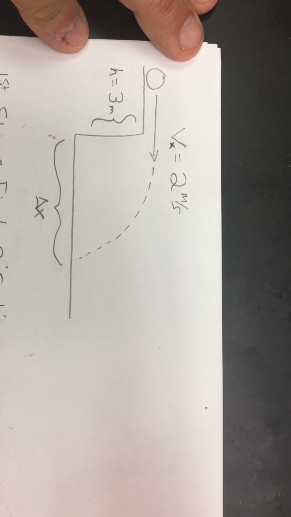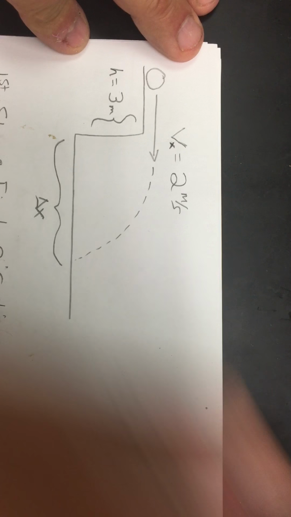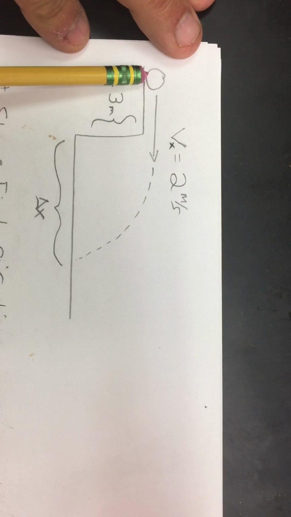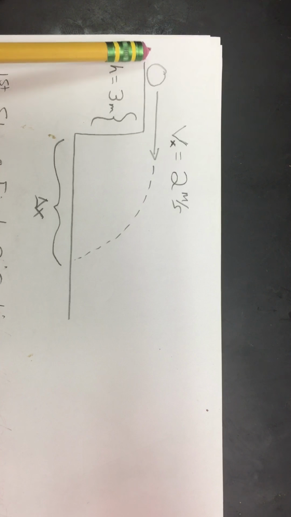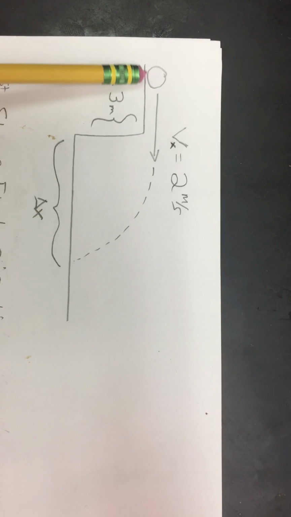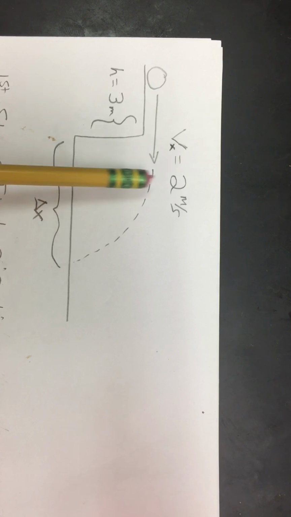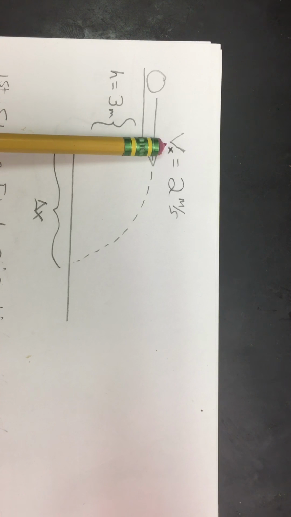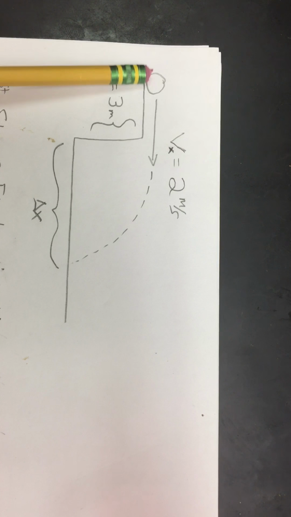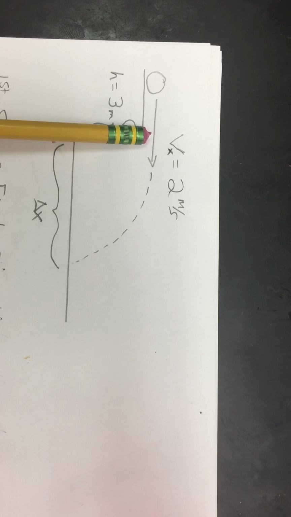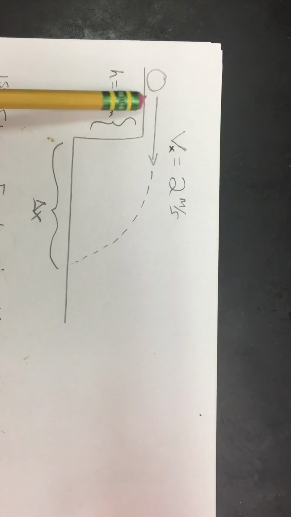Here we have a basic horizontal projection. We have a ball that's being rolled horizontally over a table of some sort, and it arcs its way down to the ground. We are given the velocity Vx, that's how fast it's moving in the x direction originally. It's not moving up and down at all, so there's no Vy component.